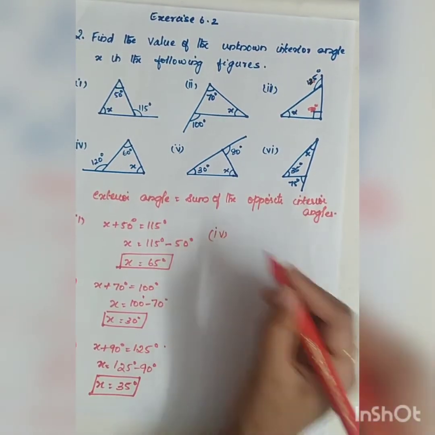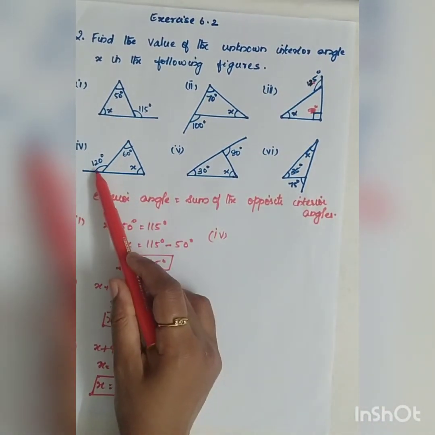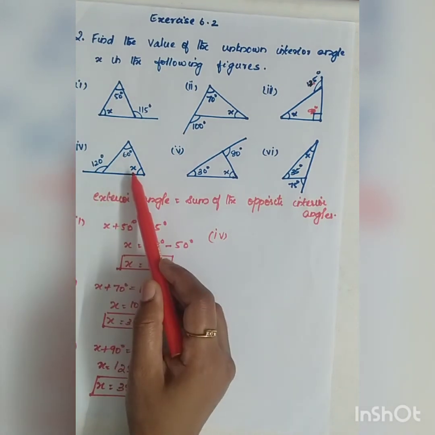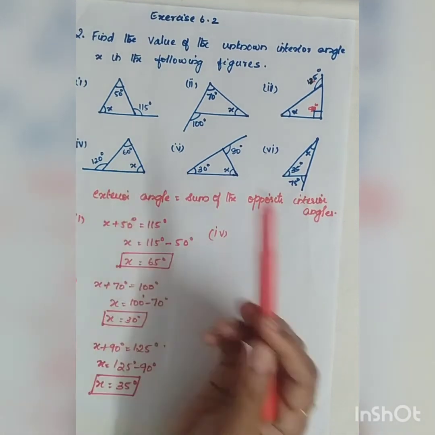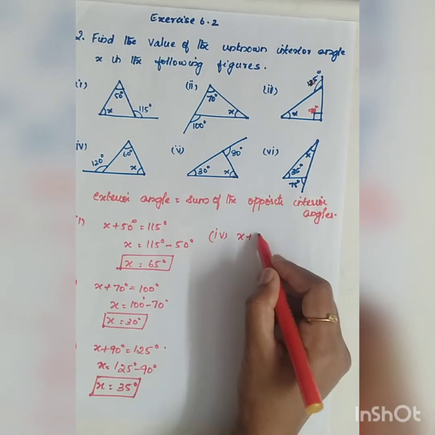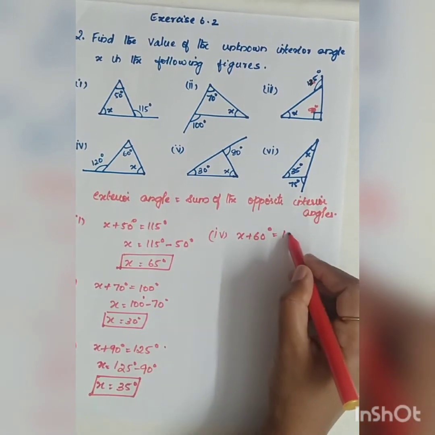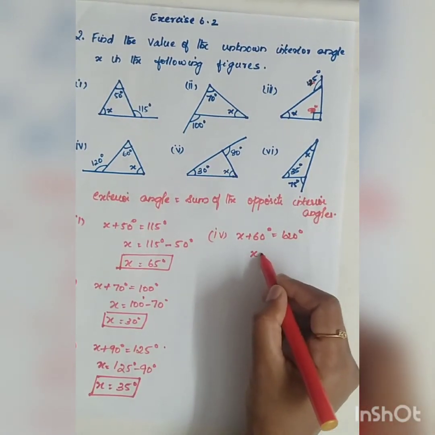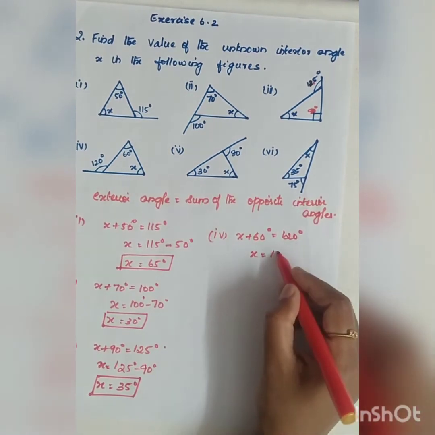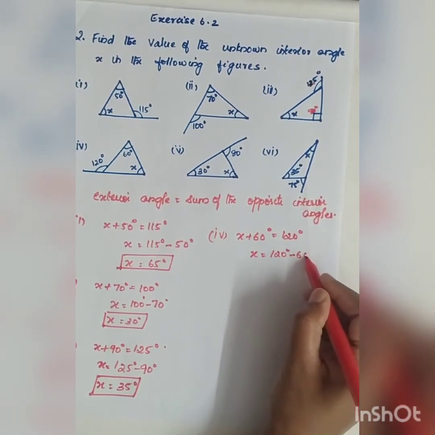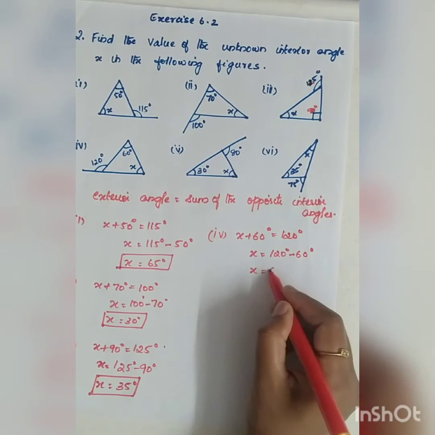So in the fourth case, you have an exterior angle of 120 degrees. The interior angle is x plus 60, right? So x plus 60 degrees is equal to 120 degrees. So we have the interior angle x is equal to 120 degrees minus 60 degrees, which will give you 60 degrees.